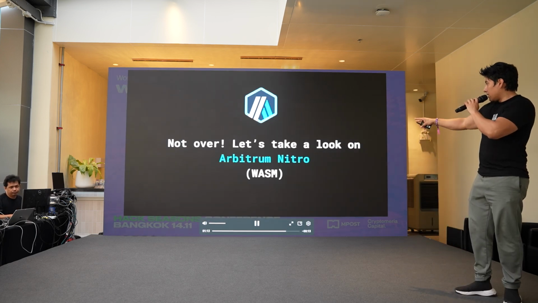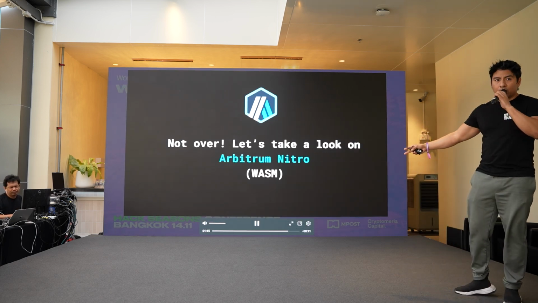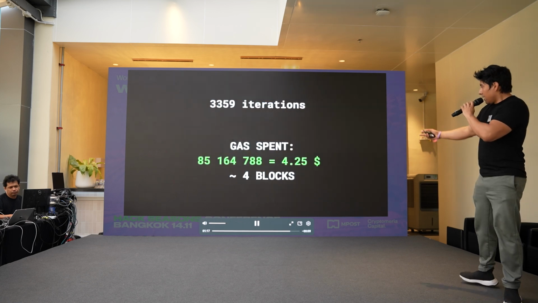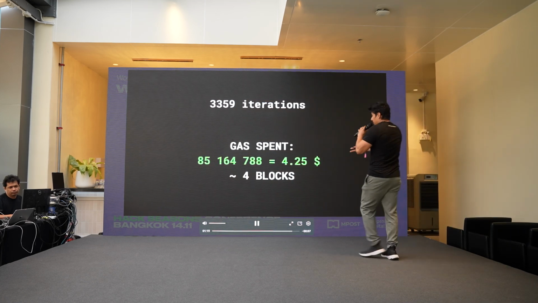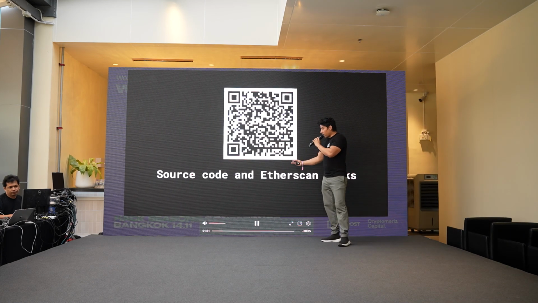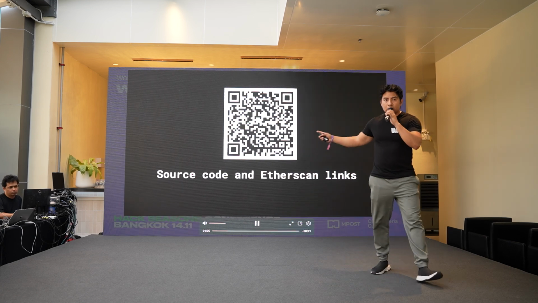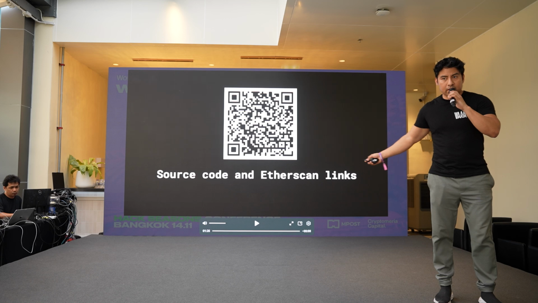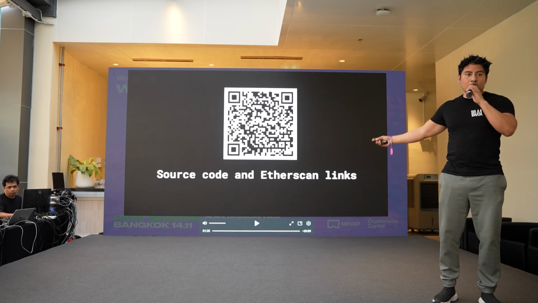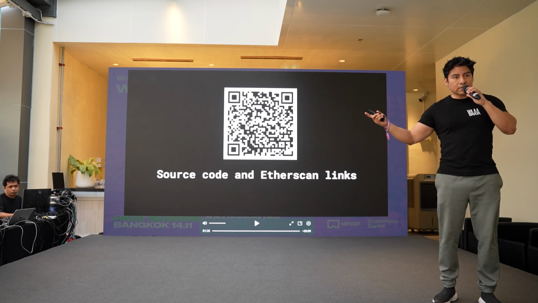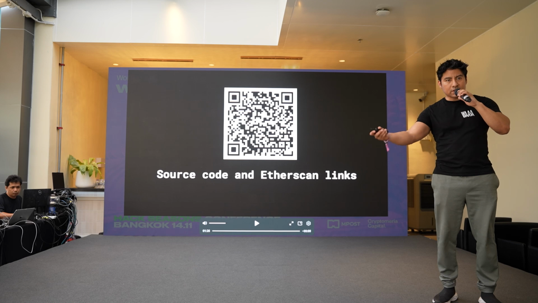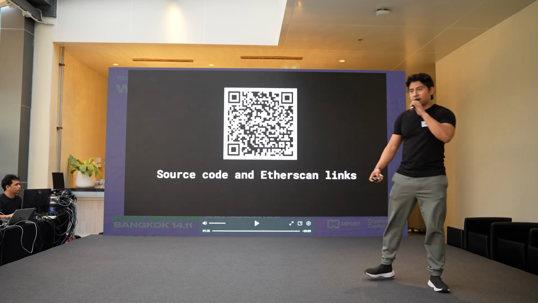So we have tried exactly the same example in different other networks, and even if it's a little bit affordable, it is not as affordable as Gear.exe. If you want to check the code of the game that I already showed you here, you can go and scan this QR, and if you have any questions, we can talk after the presentation. That's it, guys. Thank you so much.